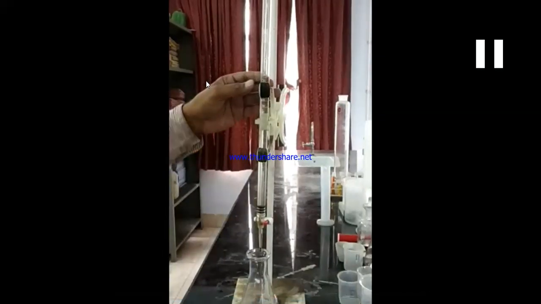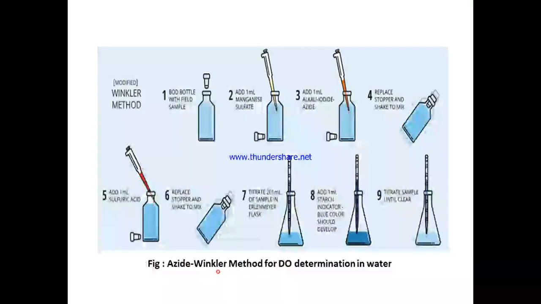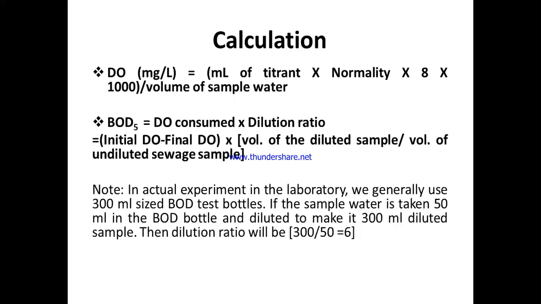Okay. So students, calculation. Initially we will determine the DO. Initial DO we will determine, then we will keep it in the incubator for 5 days at 20 degrees centigrade. Then we will find out the final DO.